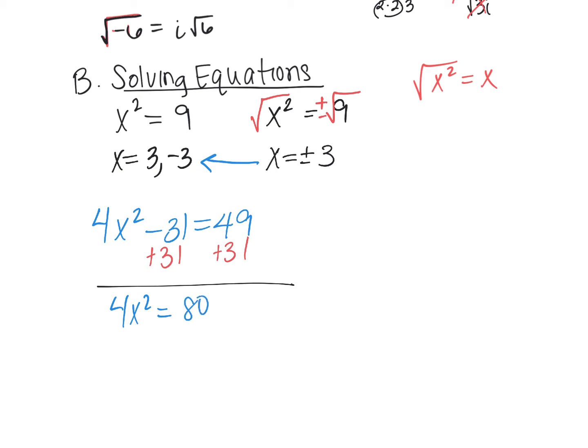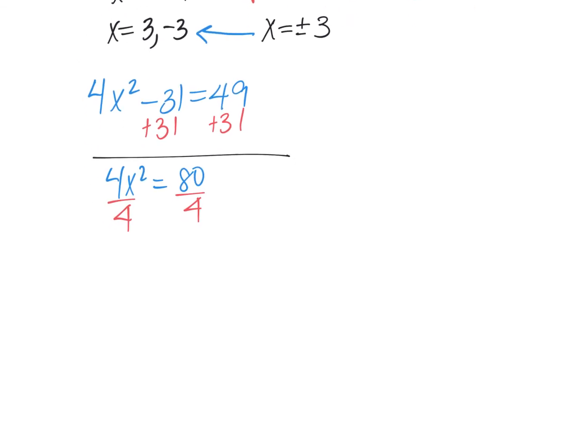Now what? Divide by the 4. And we get x squared equals 20. Now the x squared is by itself, so we can take the square root of both sides. Plus or minus the square root on the other side. You always have to have the plus or minus. There are two possible answers: the positive square root of 20 and the negative square root of 20.